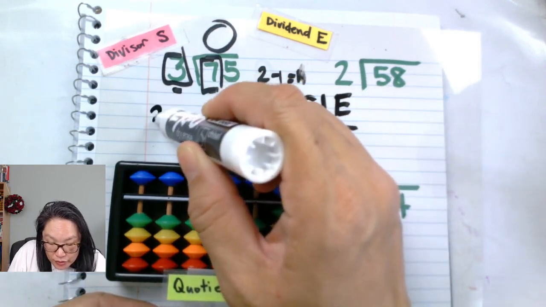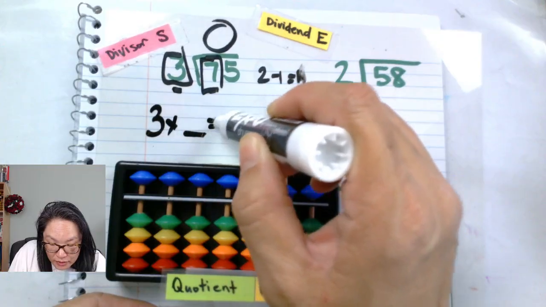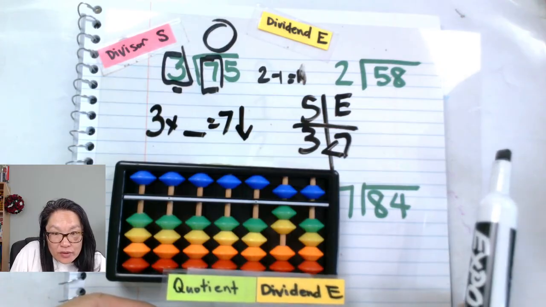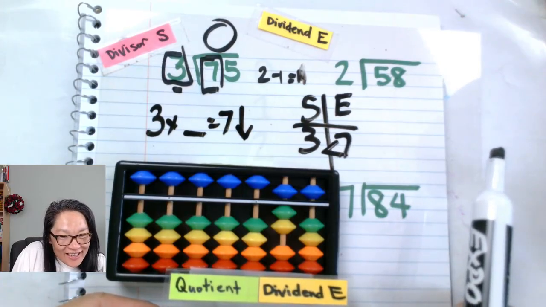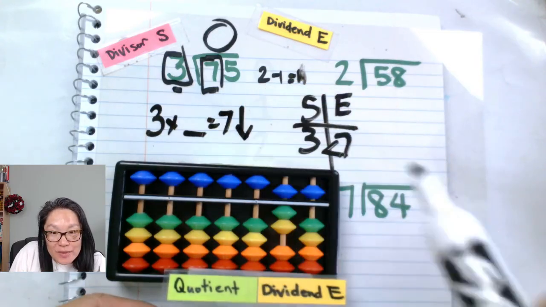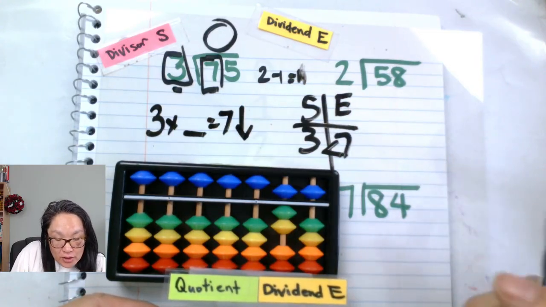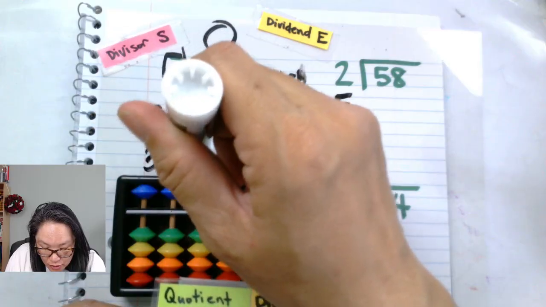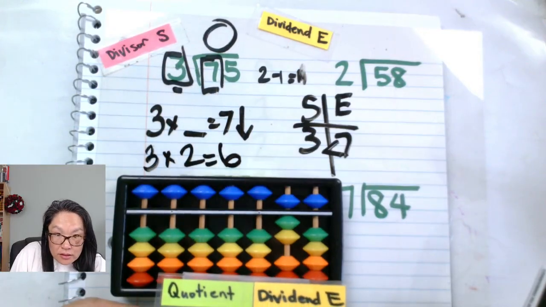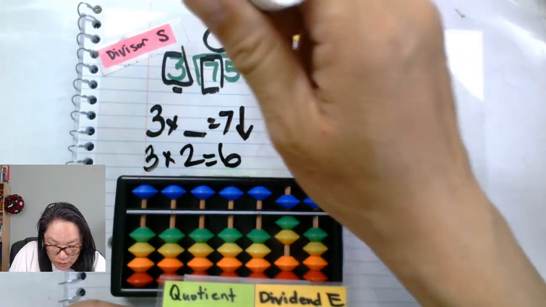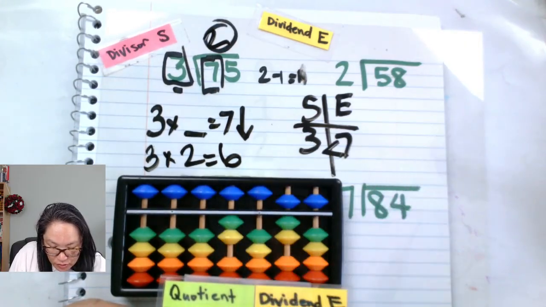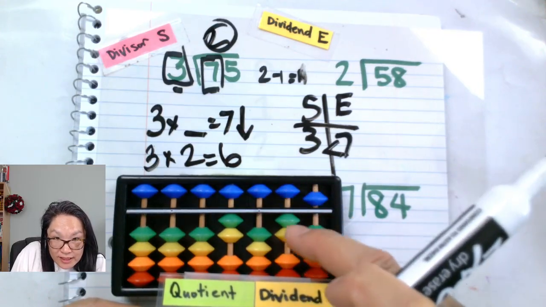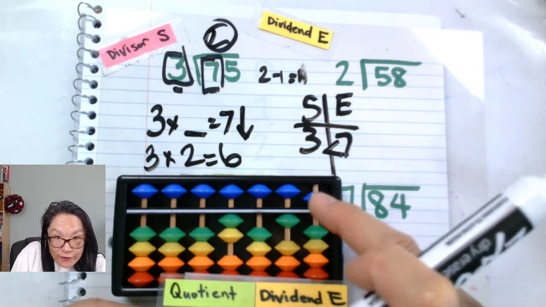I'm going to do 3 times what is equal to 7 or less. Why? Because we don't think in division. What we're going to do is find our missing multiplication fact. So just as Money mentioned, it's 2. 3 times 2 is equal to 6. So I'm going to add the 2, which is my quotient, and then I'm going to take away the 6. Take away 5, take away 6. So I'm left with 15.